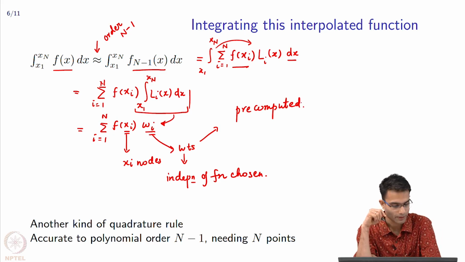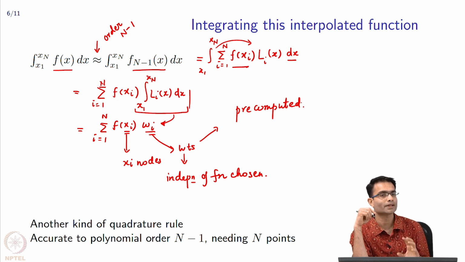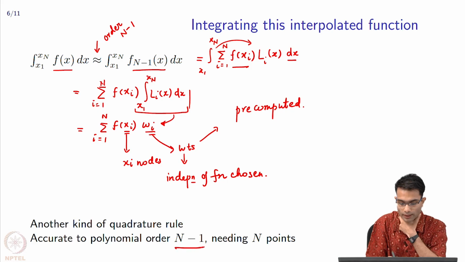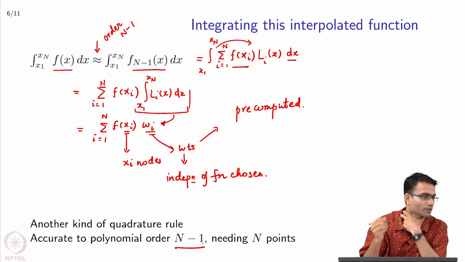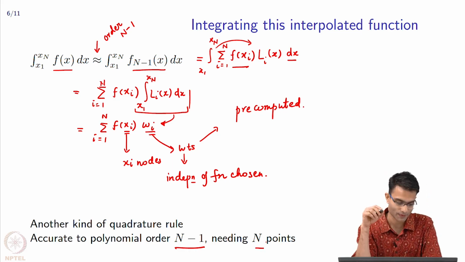Okay. So, this has given us a systematic way where we have approximated the integral of a function to order n minus 1, and for that how many points we need? N points. Okay. So, this is as far as interpolation goes.